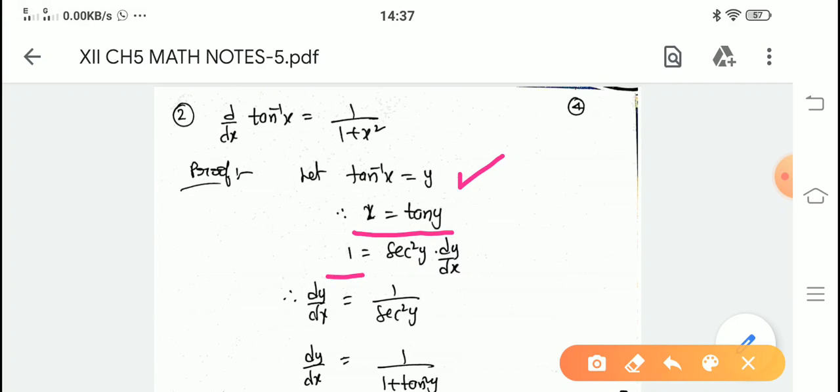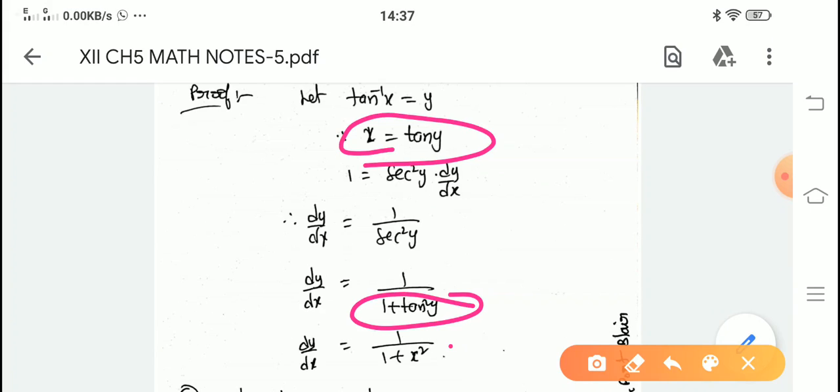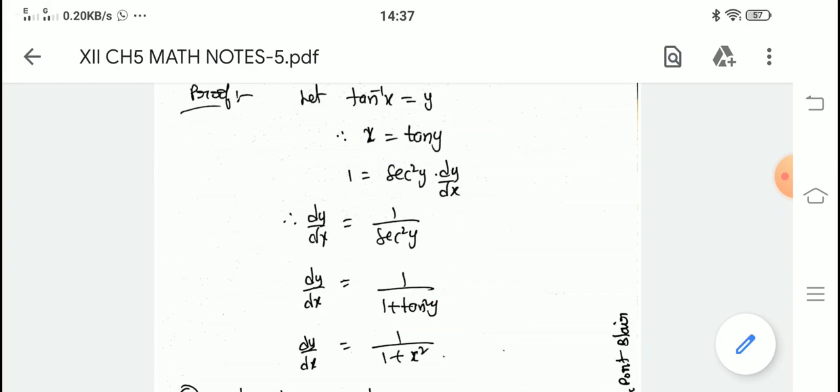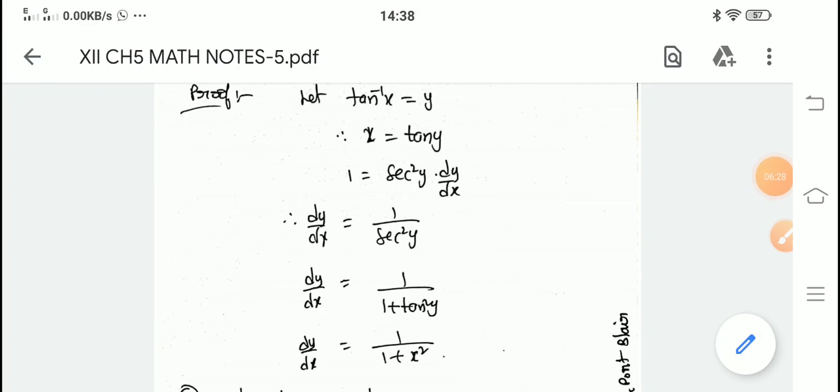Then you get 1 equal to, since the derivative of tan y is secant square y, secant square y into dy by dx. So dy by dx is equal to 1 by secant square y, because secant square y is sent to that side. Then write secant square y as 1 plus tan square y. But tan y is x now. Substitute, and you get dy by dx equal to 1 by 1 plus x square. Like that you can derive the derivative of tan inverse x as 1 by 1 plus x square.